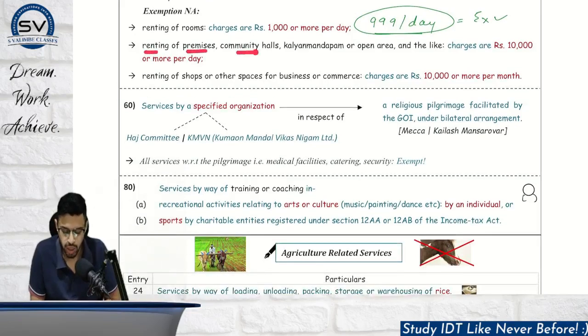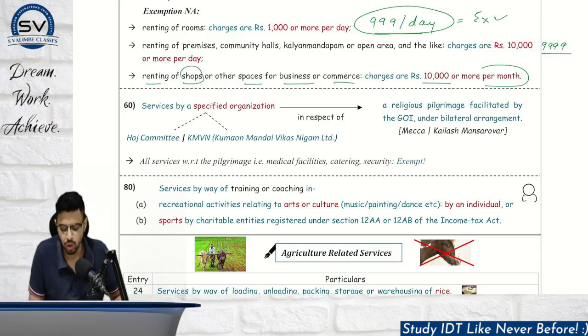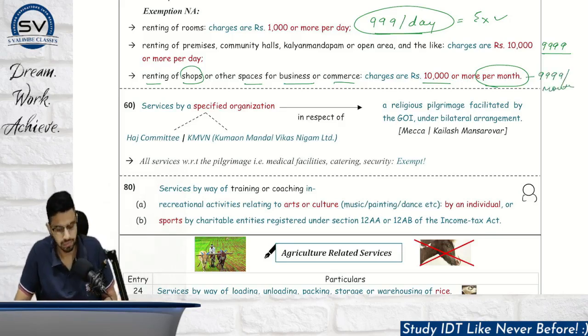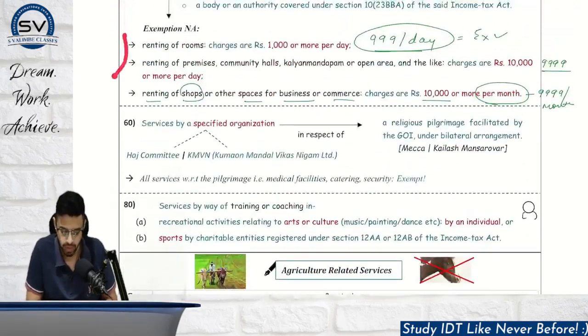Renting of premises, community halls, kalyan mandapam. So basically for a marriage function maybe, or some open area and the like. These are bigger halls and everything. So here per day it is 10,000. If it touches 10,000, exemption will be gone. So here it is still 9,999 per day. Renting of shops or other spaces for business or commerce, 10,000 or more per month. If it hits, then exemption is gone. So this is 9,999 per month. Hope this is clear. This is extremely testable. Please pay attention and mark this point.